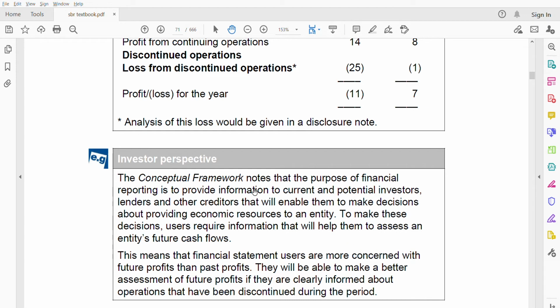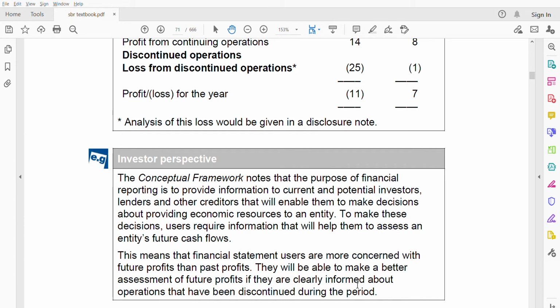The conceptual framework says that the goal of financial reporting is to provide information to current and potential investors, lenders, and other creditors that will enable them to make decisions about providing economic resources to an entity. We know this. To make these decisions, they require information that will help them assess an entity's future cash flows. This means that financial statement users are more concerned with future prospects than past profits. They will be able to make a better assessment of future profits if they are clearly informed about operations that have been discontinued during the period.